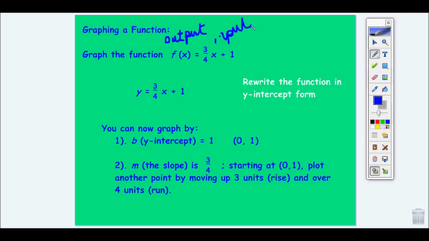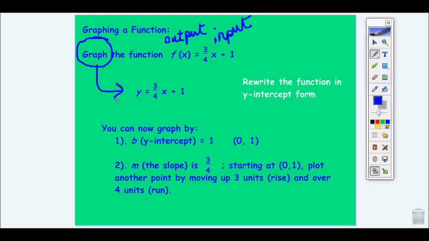My goodness. I have this typed in here. It would have looked a little bit better there. There, you can read that. The input would be 3/4 x plus 1. So the first thing, whenever I see the word graph, I need to put it in slope-intercept form. So I've gone ahead and just replaced the output, or the function of x, with the variable y again. Now we can graph it.